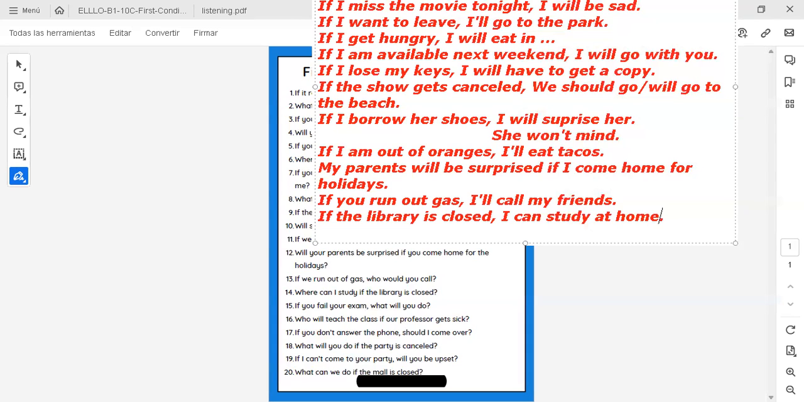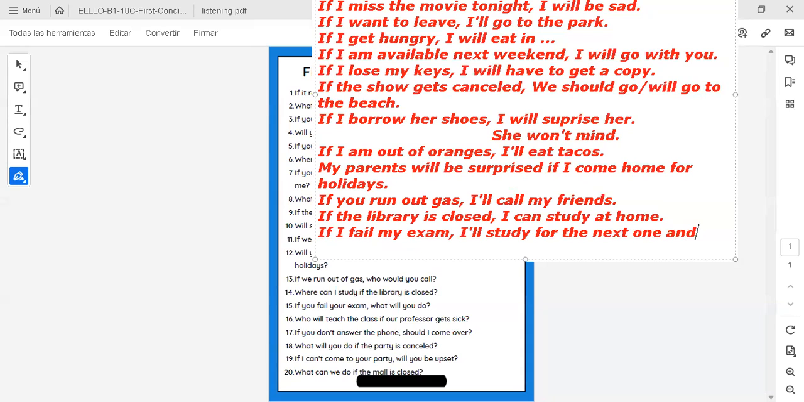Está cerrada. So where can you study? In my room. At home. So if the library is closed, I can study at home. Saul, help us with the next one. It's 15. If you fail your exam, what will you do? I study for the next exam and try to get a better grade. Or score. Grade or score. Puntaje más alto.